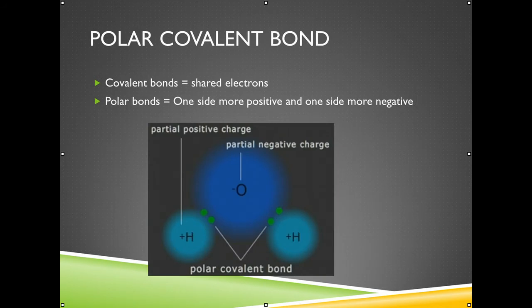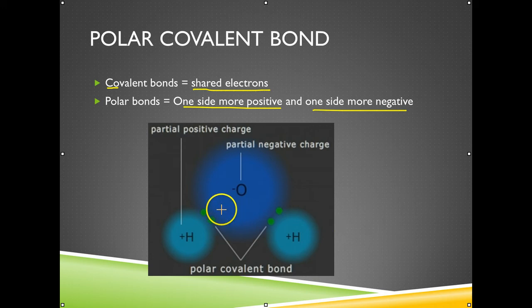One property of water that helps give it its uniqueness is the fact that it has a polar covalent bond. If you remember in previous lessons, the key word to covalent is co, like to cooperate. It means to share electrons. So covalent bonds are sharing electrons. Polar covalent bonds also share electrons, but it's a little bit different. In covalent bonds, the electrons are shared equally between elements. However, in polar bonds, one side is slightly more positive and the other side is slightly more negative.